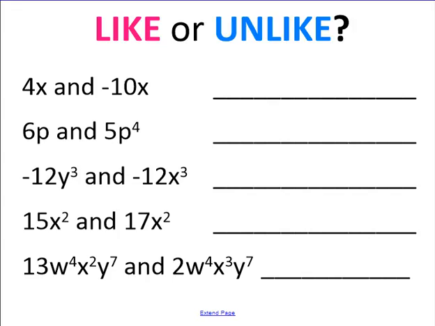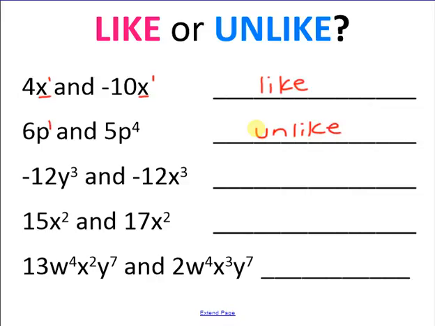Alright, so let's do a quick check. Are these like or unlike? Here we have 4x and negative 10x. They both have the same variable, and they both have an exponent of 1. So these are like terms. Here we have 6p and 5p to the 4th. This p has an exponent of 1. This p has an exponent of 4. So these are unlike terms.